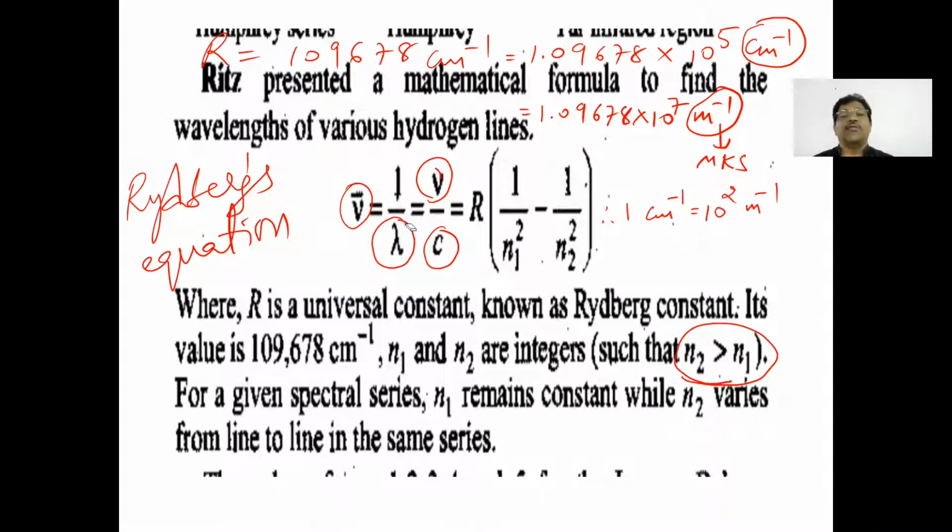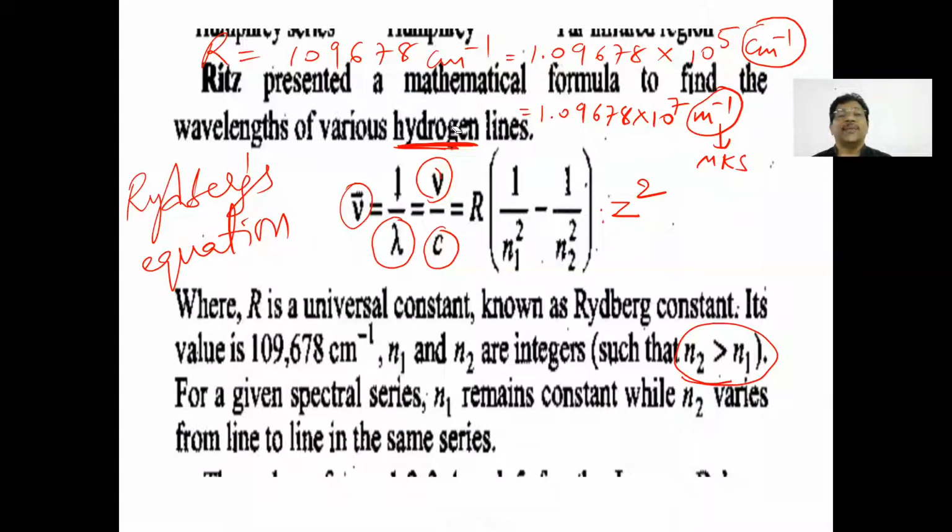So in this way, what we take here: mu bar is equal to 1 by lambda is equal to frequency by velocity of light is equal to R into 1 by N1 square minus 1 by N2 square, and we can also take Z square here. So R Z square. Z is the atomic number. R Z square into 1 by N1 square minus 1 by N2 square. For hydrogen, the atomic number is 1, so the Z value will be taken as 1.